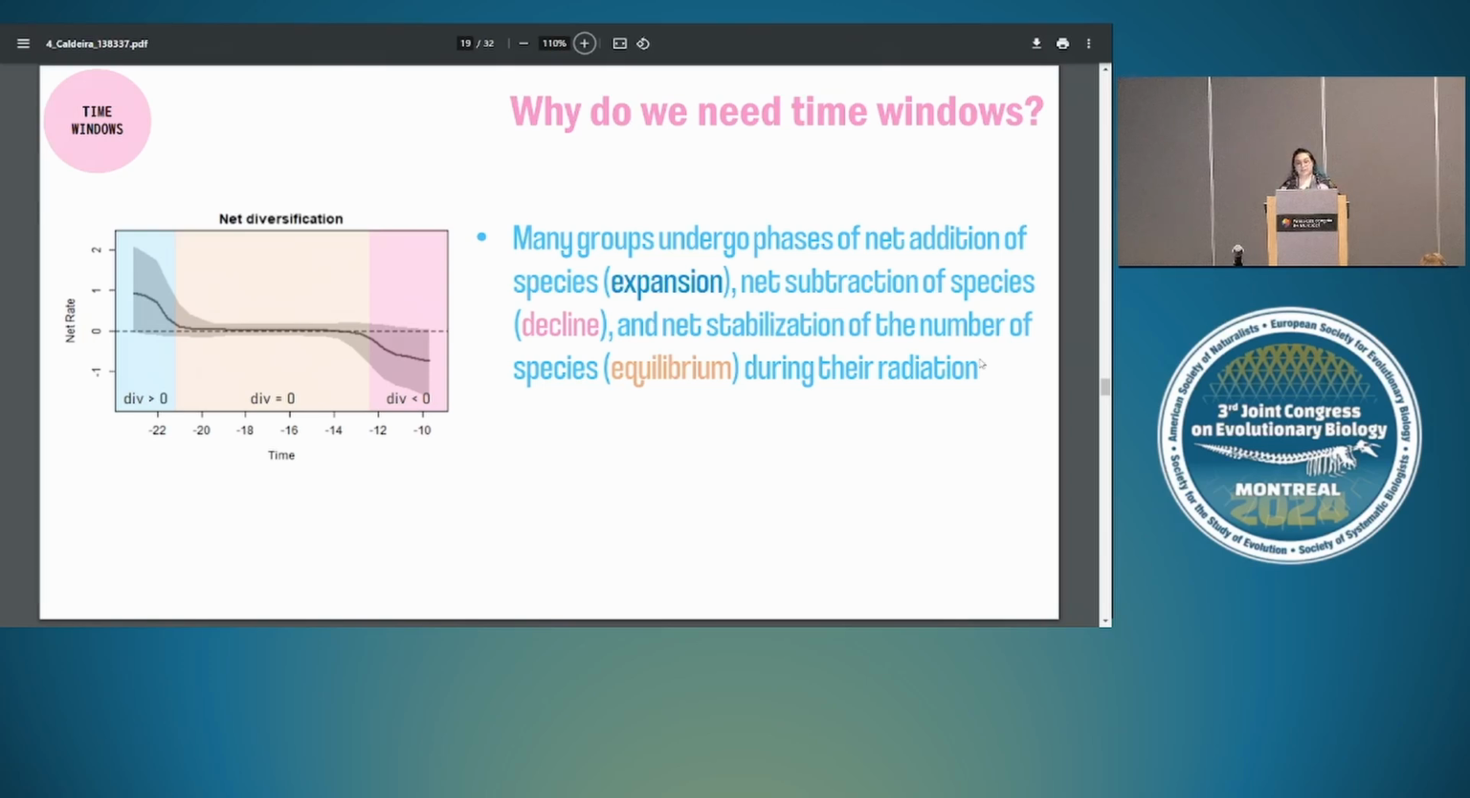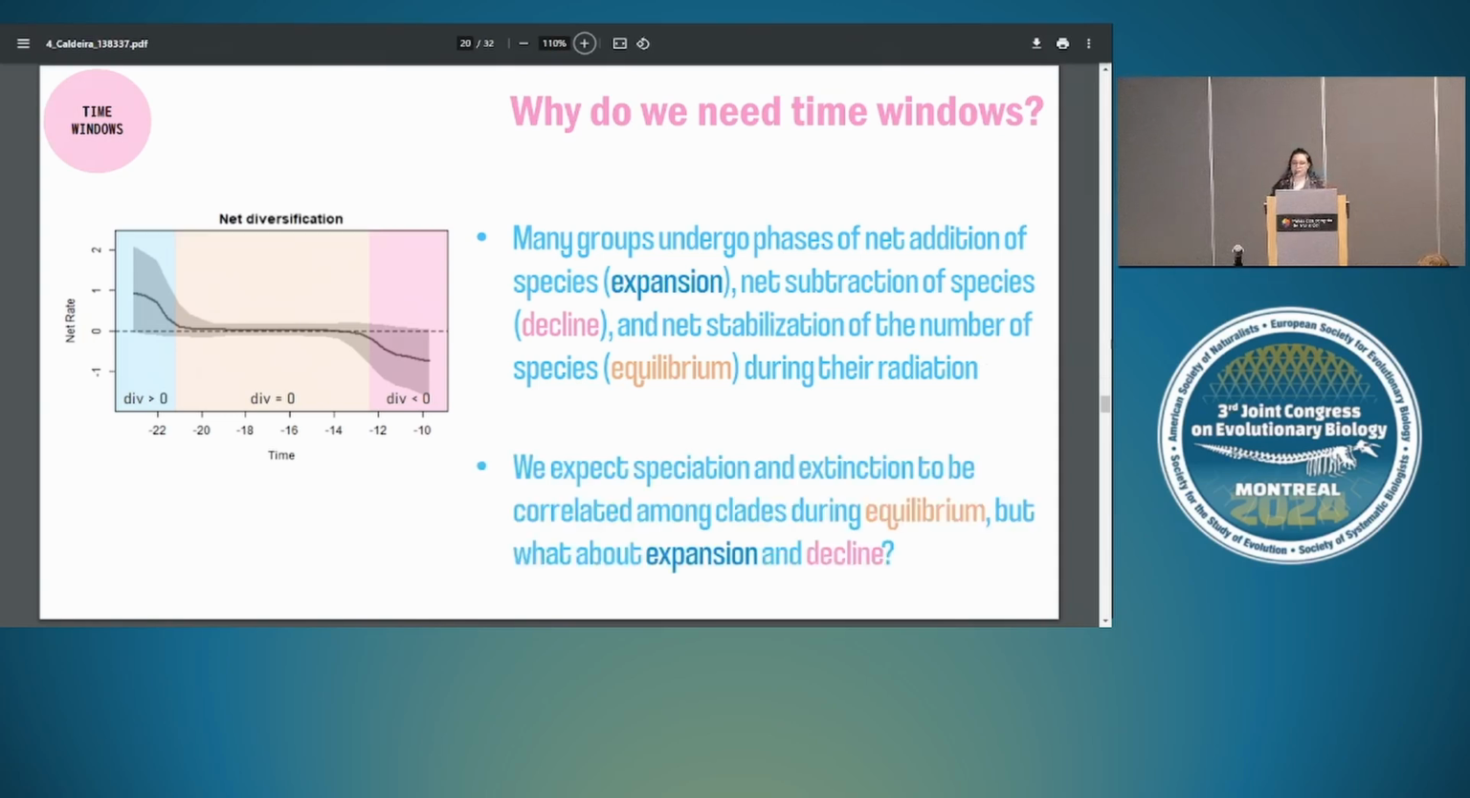And then there's another time window, another moment, which I'm calling equilibrium, the middle one, the orange one, in which the net diversification rate is zero or close enough to zero for the species number to be stabilized. We expect speciation and extinction to be correlated among the clades during equilibrium, but we are not sure what happens during expansion and decline, and this is what we're going to assess.